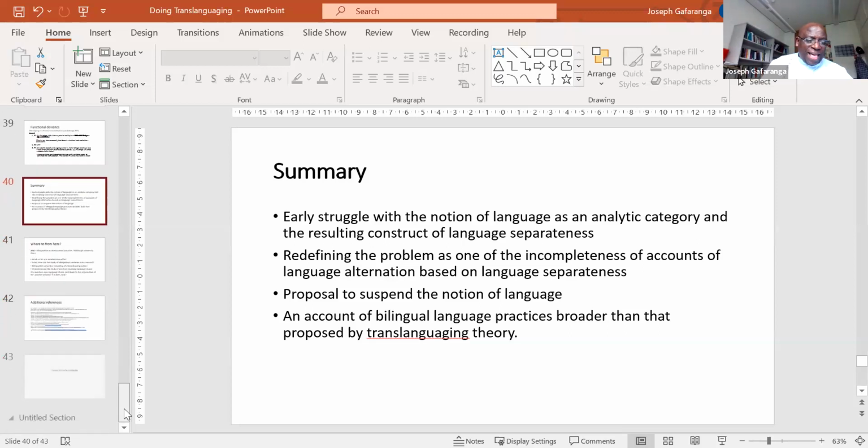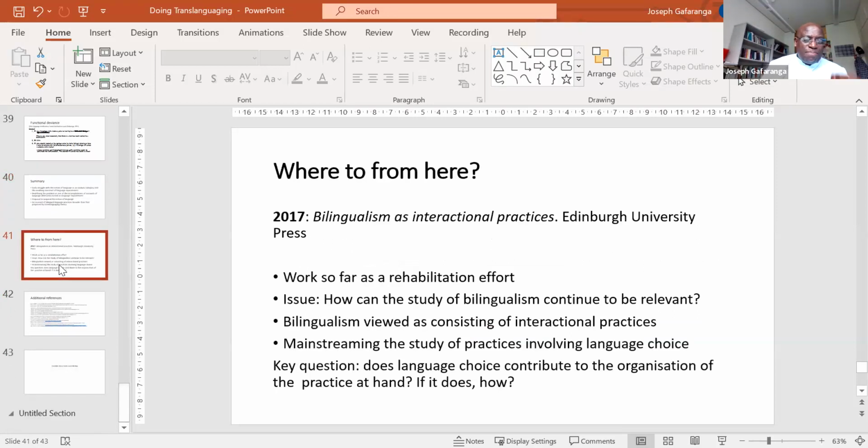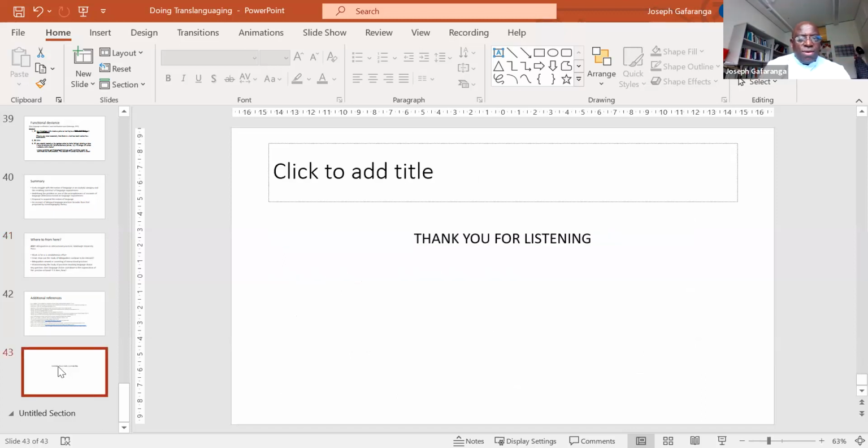Now, there is a next step in my work. If I've proposed how to approach language alternation practices among bilingual speakers, what next? That's the next step of my work, based on this notion of interactional practices, bilingualism seen as interactional practices. If there are any questions on this, I'm happy to give further clarification. And on this then, thank you for listening.